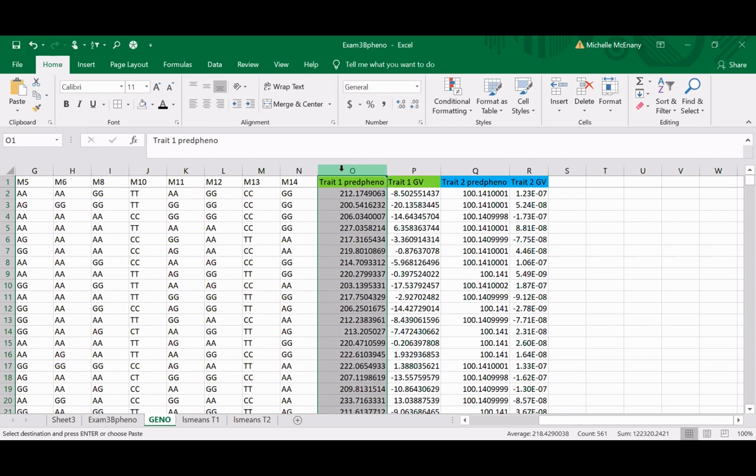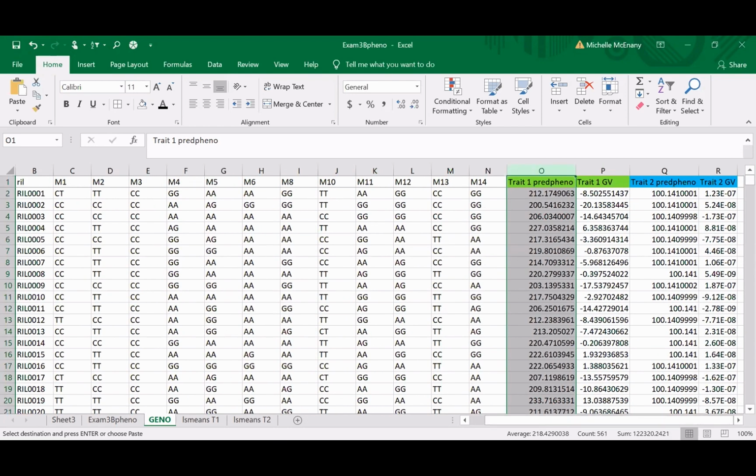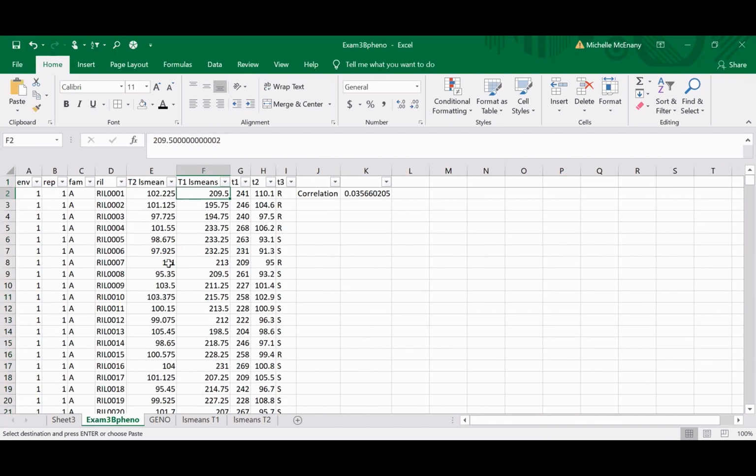My numbers do not match up to yours. Oh, but I've got them by RIL. Interesting. Why is that? I have my LS means, and I think we all matched up with LS means when we were checking it out. Here are my LS means. The first one's 209.5. Is that what you have for trait 1? Yeah, 209.5 and 102. Okay, you have a 110.1.